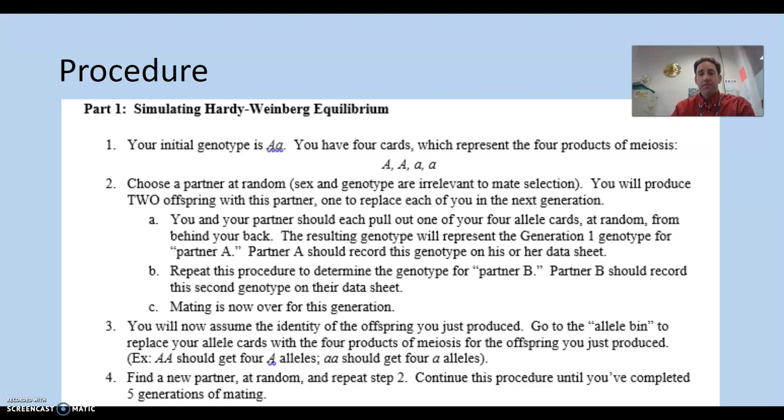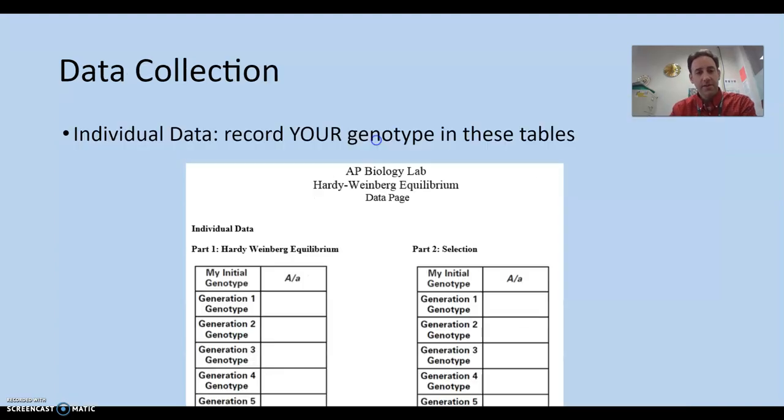Okay, and then I would find a new partner, and we would repeat that process. And then, the first round, one of us would assume the identity of that offspring. The second round, the other of us would assume the identity of that offspring, and we would record it here for generation 2. And so we would go through repeating this process until 5 generations are done, and then that would be the end of our Hardy Weinberg equilibrium simulation.